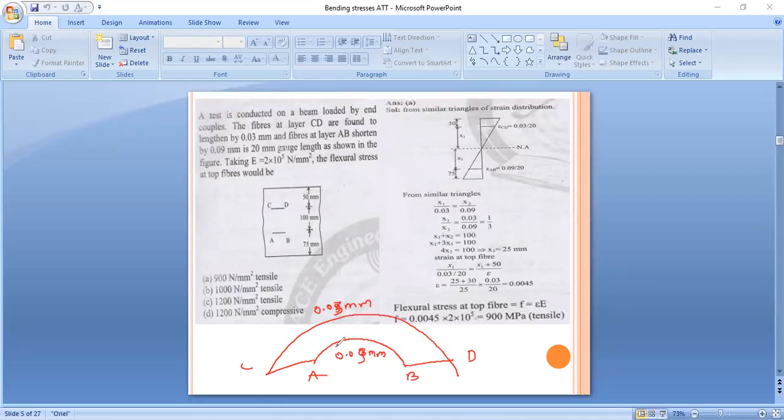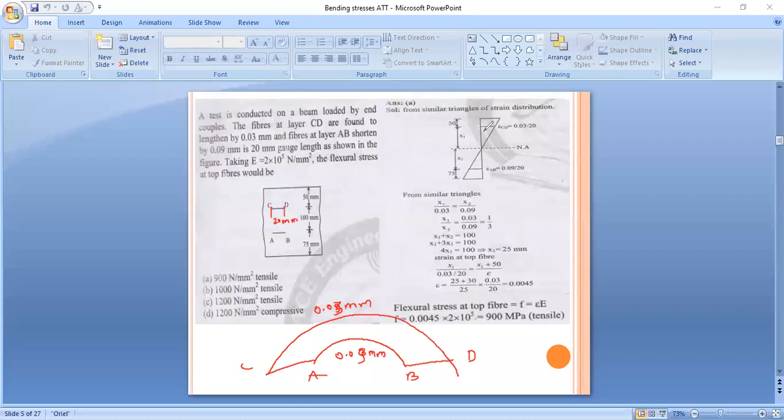So at AB the length contracts and at the CD portion length increases. And here gauge length is given, that is 20 mm. Now for this particular problem, the strain diagram is given.